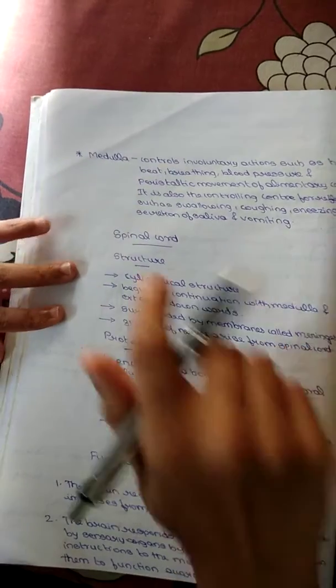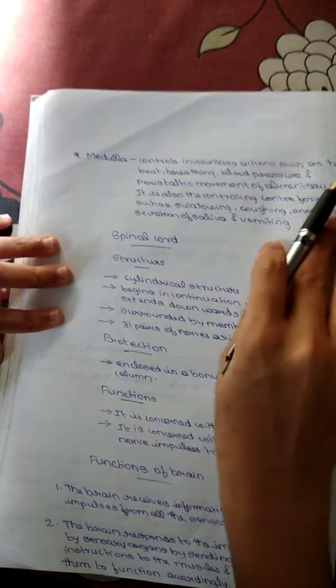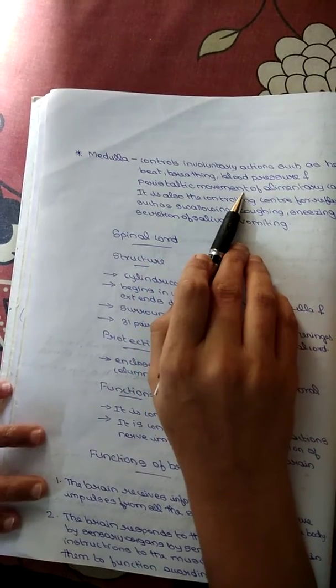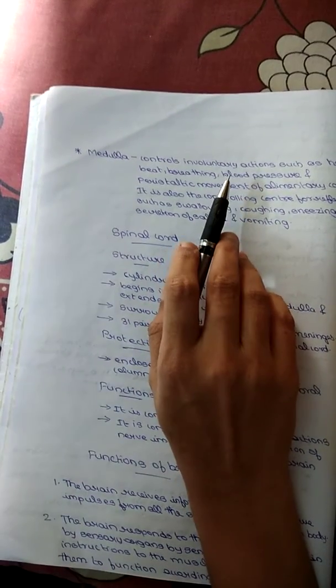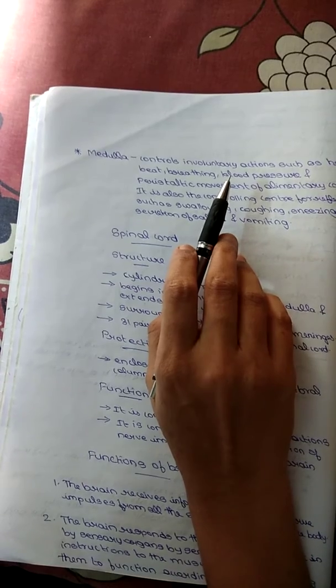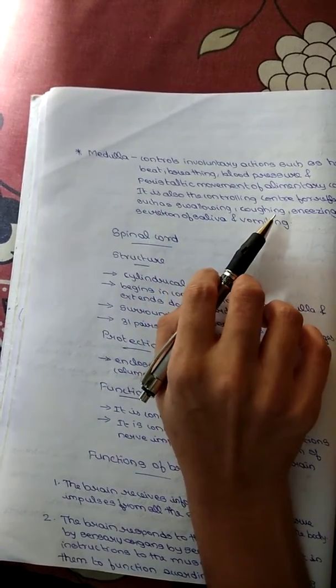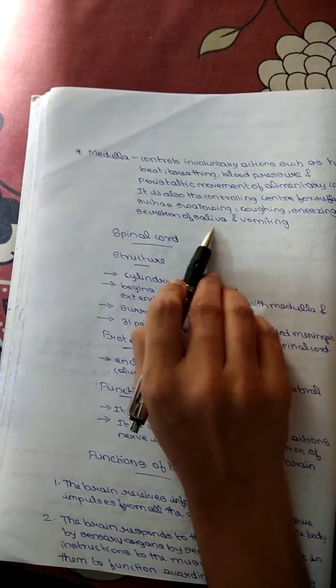Now coming to medulla. What does medulla do? Medulla controls a lot of involuntary actions like heartbeat, breathing, blood pressure, peristaltic movement of alimentary canal. All these things are controlled by medulla. Medulla also controls some reflexes like swallowing, coughing, sneezing, secretion of saliva, vomiting.